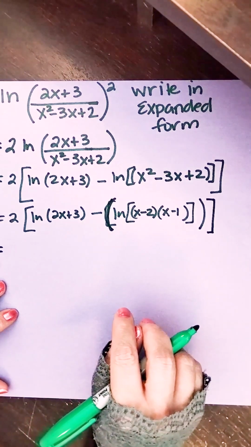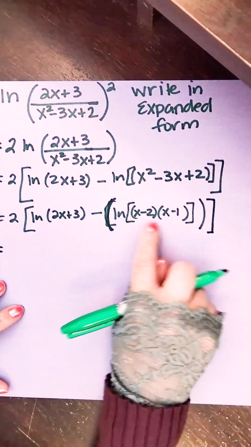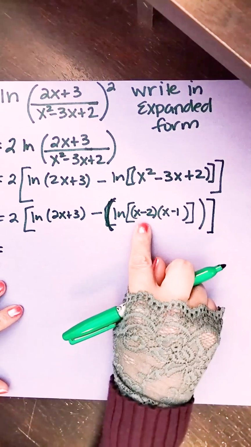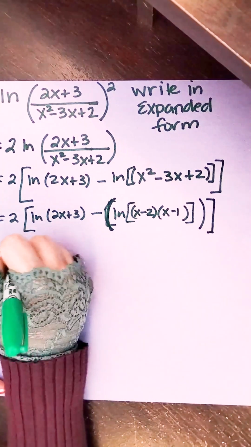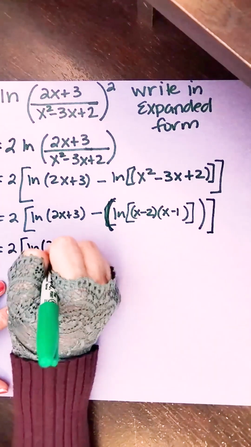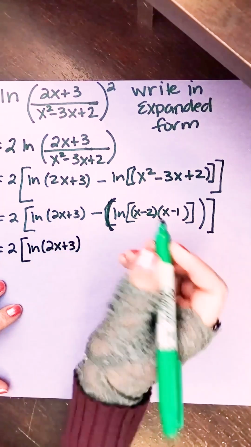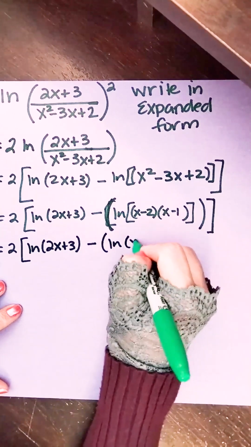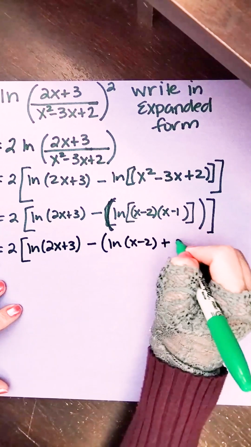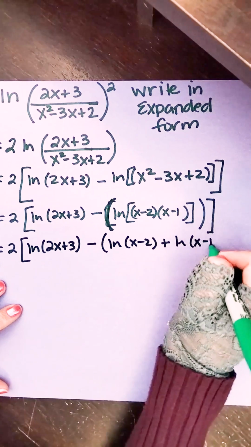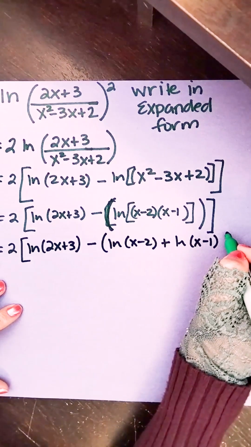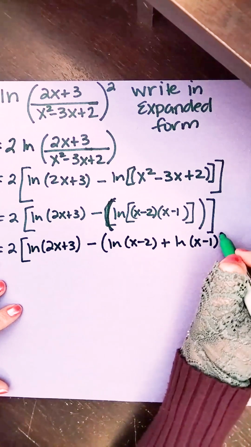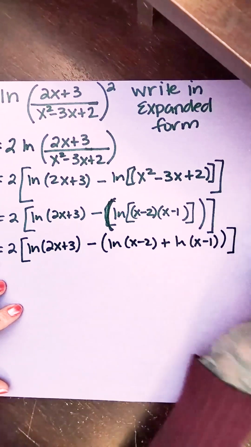Then what I'll do here is, I have the product. I notice this, I have a product of these two factors. So when that happens, what I have is the natural log of x minus 2 plus the natural log of x minus 1. I can use the product property of logs. So I have this.